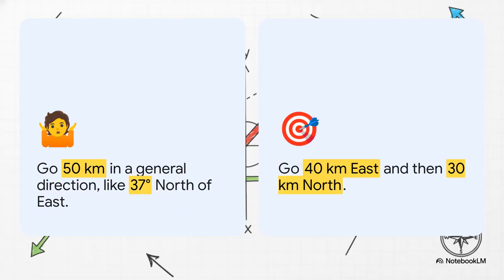Now check out the contrast here. Instead of saying 50 kilometers that way, what if you said, go 40 kilometers east, then 30 kilometers north? See, suddenly it's crystal clear. There's zero ambiguity. This second method, breaking a journey down into its basic parts, its east-west part and its north-south part, that is the very heart of what we call vector components.